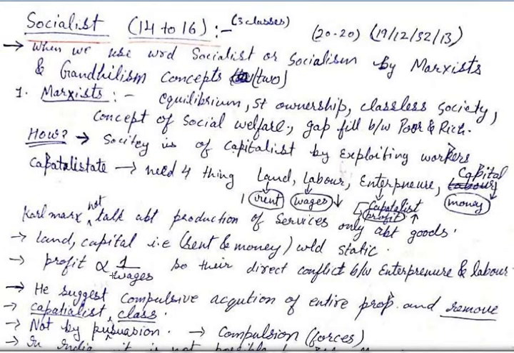Means if you want to increase your profit, then reduce wages. So if you want to increase profit, reduce wages. So there is a direct conflict between profit and wages, between the entrepreneur and the labor class. So in Marxist theory, the bourgeois is the capitalist and the proletariat are the workers.